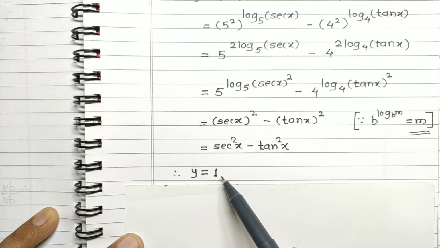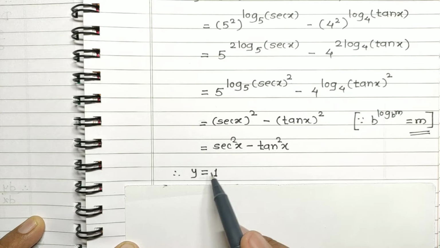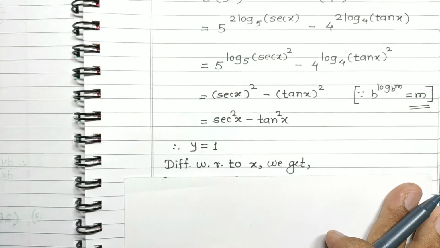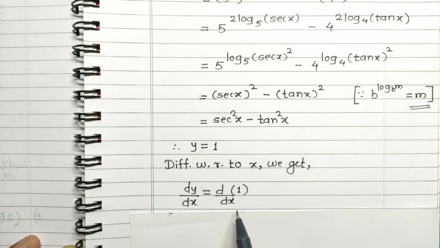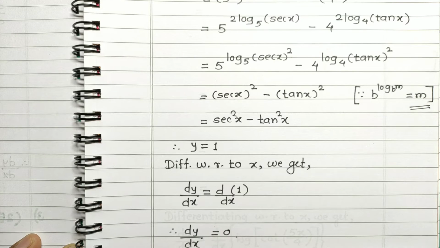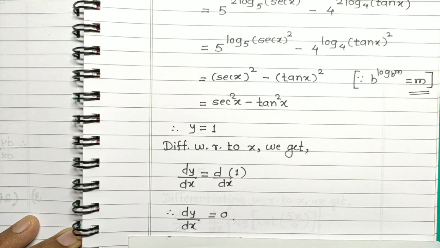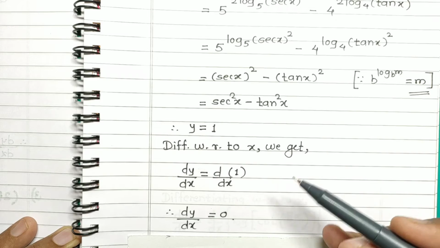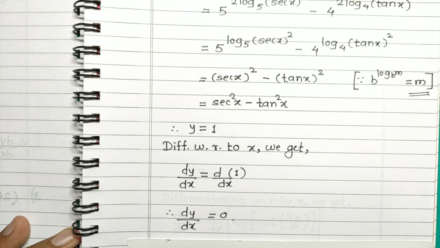So finally we have y is equal to 1, and now it's very easy to differentiate this simplified y at this step. Differentiating with respect to x, we get dy by dx is equal to the derivative of 1, and 1 is a constant, so its derivative is 0, and so dy by dx is equal to 0. So this is how the solution goes. You again try this solution on your own for practice. Then let's move to the next problem.